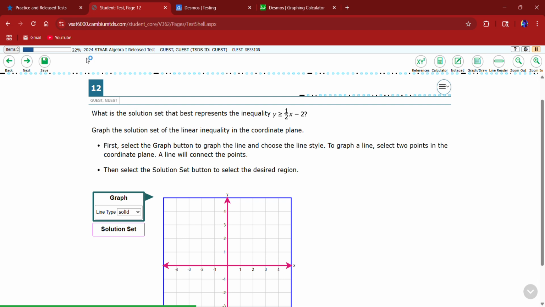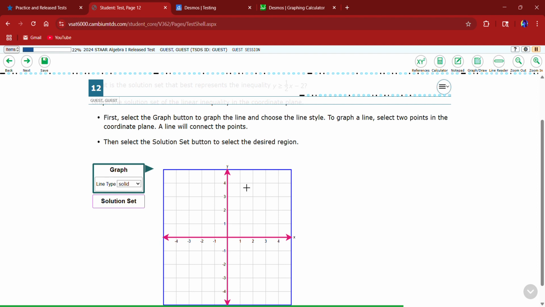Okay, question 12 is a little more interactive, and it's not that students don't know how to do this. The difficulty is that there is not a lot of practice with working with these types of problems. But it says, what is the solution set that best represents the inequality y is greater than or equal to 1/2 x minus 2? They want you to graph this inequality on this coordinate plane.